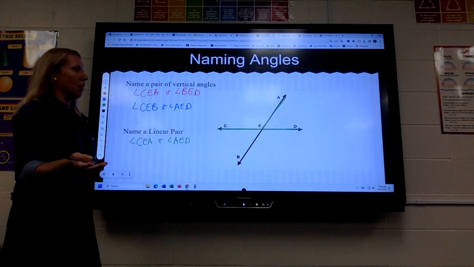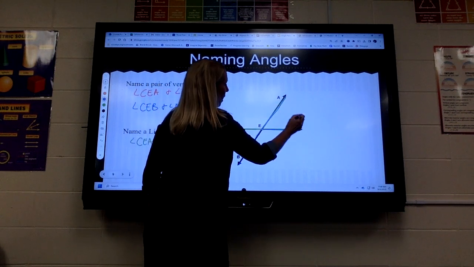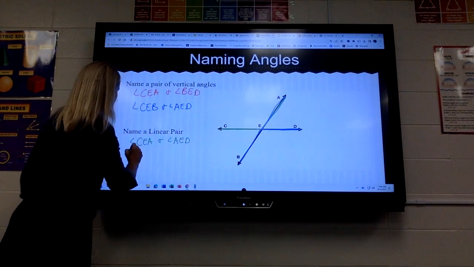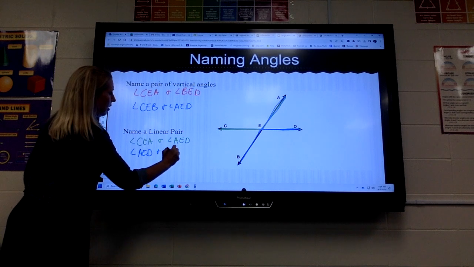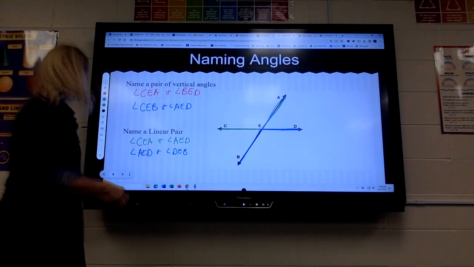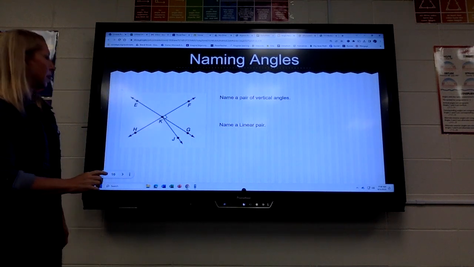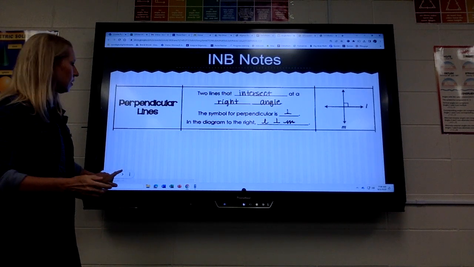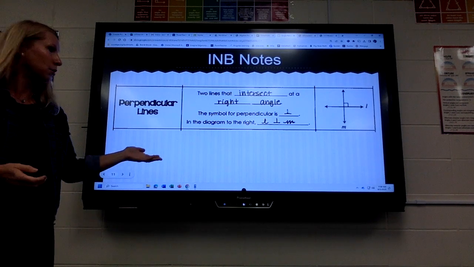But there are lots. What about this straight line right here? I could say AED and DEB. And that's just a couple of examples, so hopefully that helps. I don't want this lesson to last all day. And here's just another example of what we go over in class. Okay, this is for your notes, so you can pause this and put this in your notes.